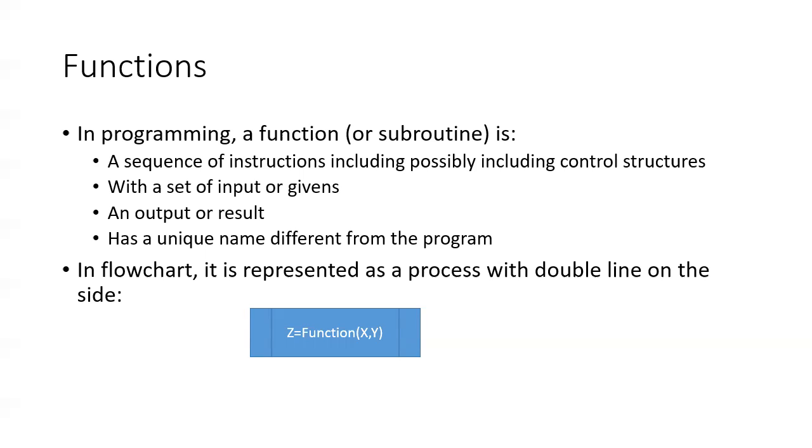The Python function, as it says, we have to give it a name. We give it a name the same as we do other objects and variables in Python. And in a flowchart, we can represent a process, which is a special process, a function, by putting double lines on the sides of it. That means that it's a function in a flowchart.